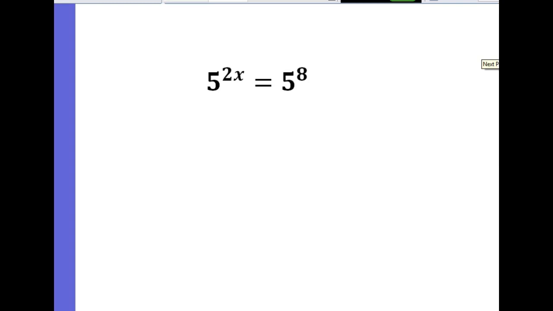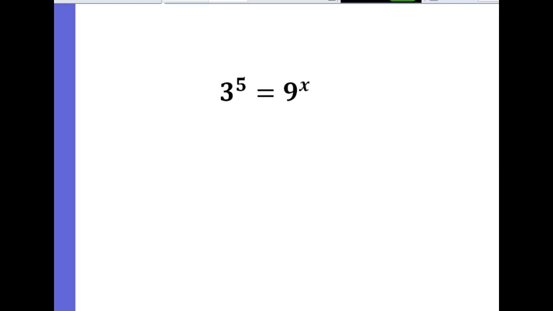Can we figure that one out? If the 5's are equal, then the 2x has to equal the 8. Of course, that would mean that x has to be equal to 4. The bases are equal. This is pretty easy to figure out. If the bases are equal, then the exponents have to be equal.